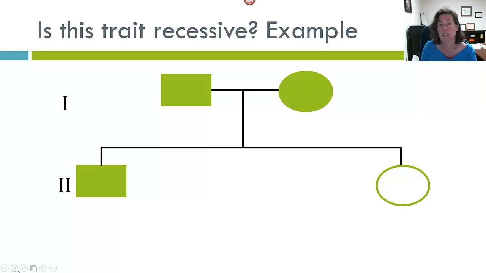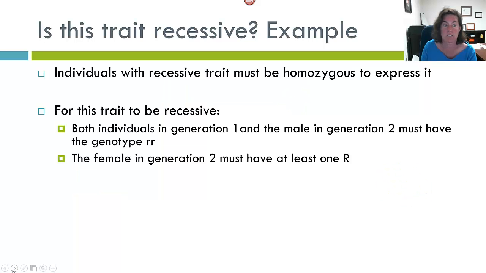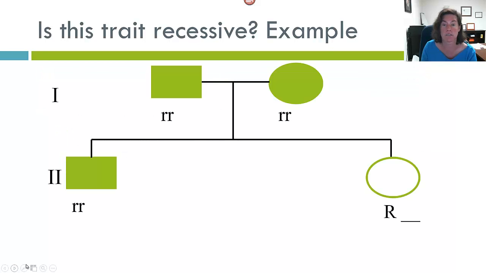Let's look at the same pedigree, but now let's explore whether or not it could potentially be recessive. Remember, if a trait is exhibited and it's recessive, they need to be homozygous recessive for it. So each of these 3 individuals should have 2 of the same recessive alleles. Both individuals in generation 1 and the male in generation 2 must have the genotype homozygous recessive, little r. The female in generation 2 must have at least 1 dominant R because she doesn't exhibit the trait.